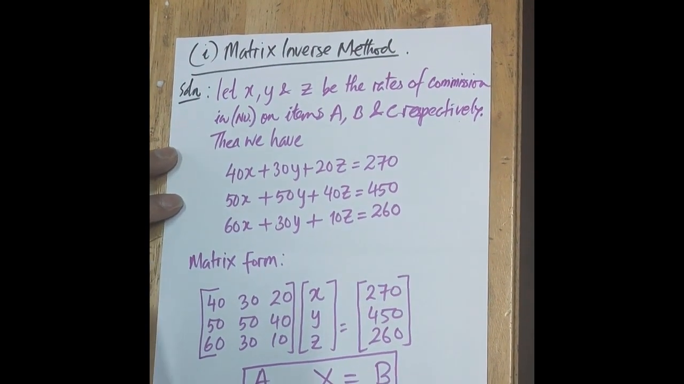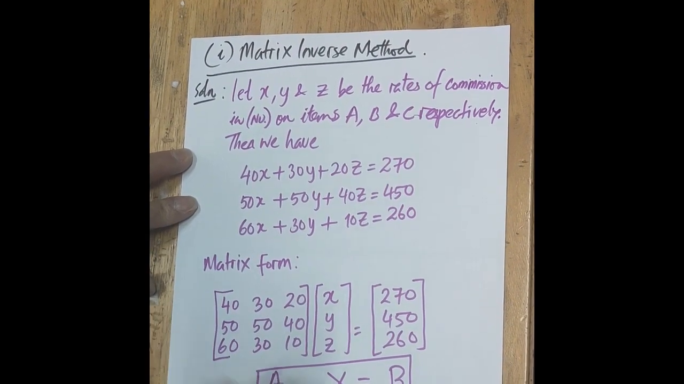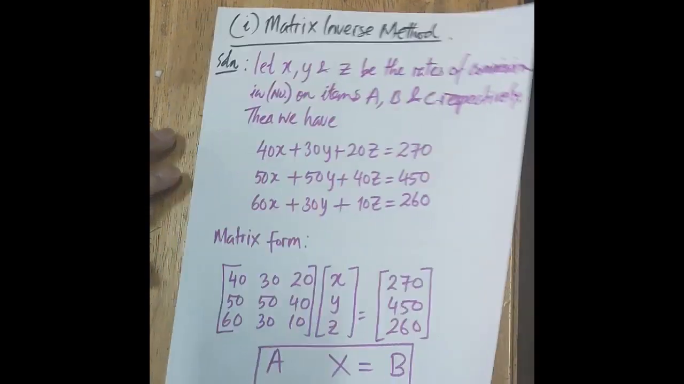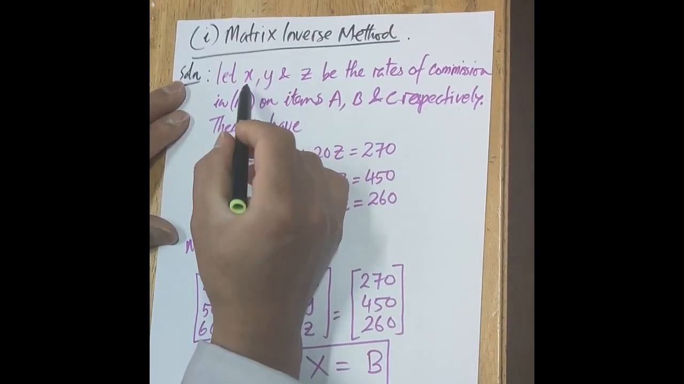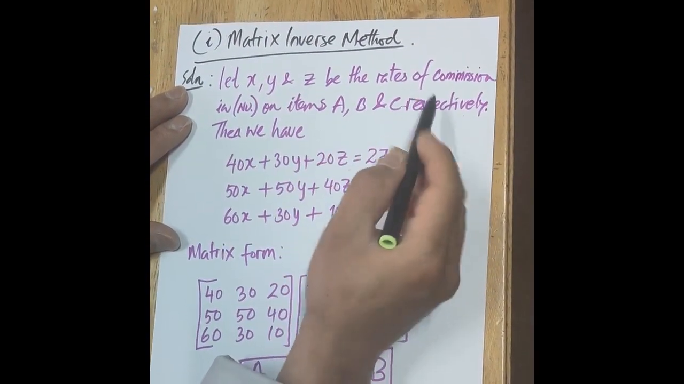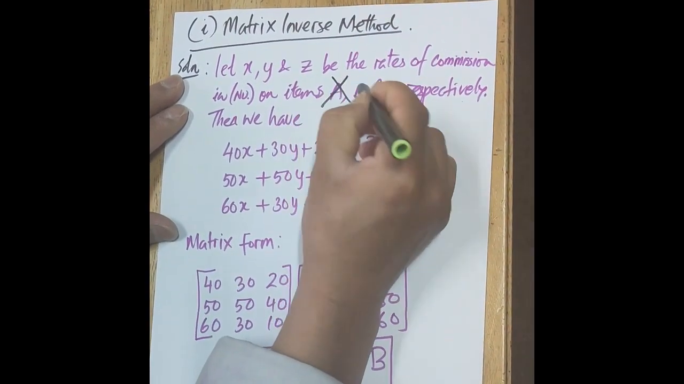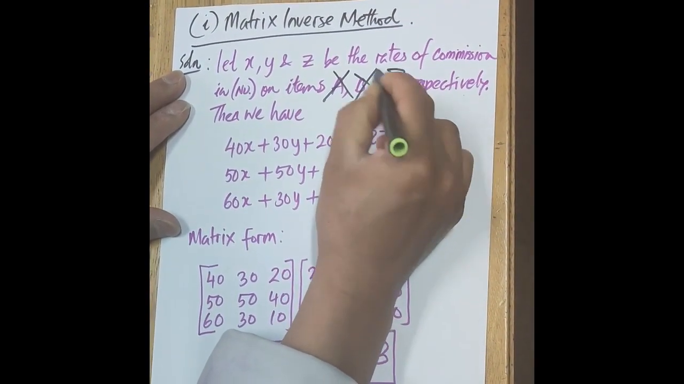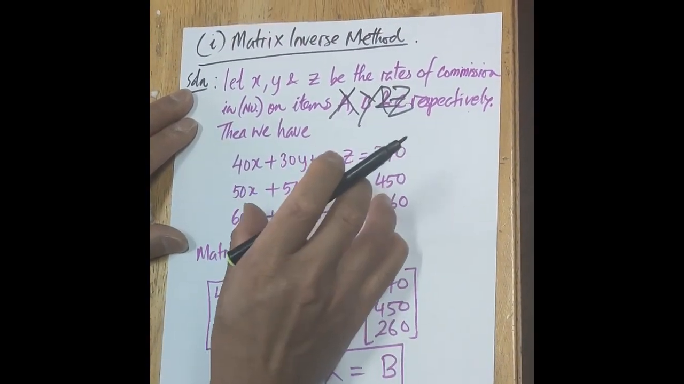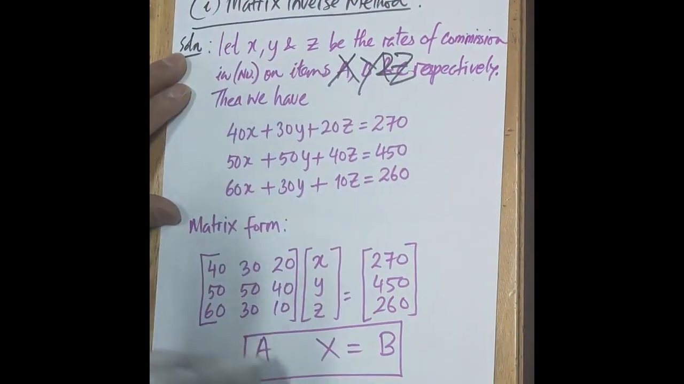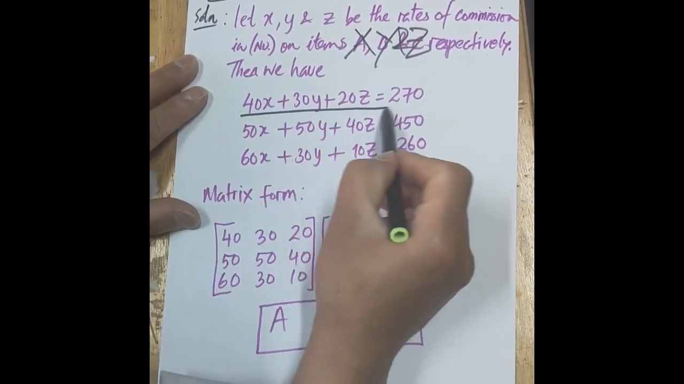So let us go through the solution. First is using the matrix inverse method, how to solve the problem using the matrix method. First you have to let the variables x, y and z be the rates of commission for the items. We have 3 items X, Y and Z respectively. Then, since our information is clearly given in the table in the question, you can directly get the system of linear equations.